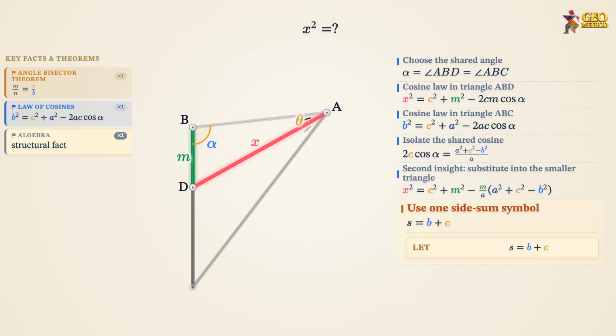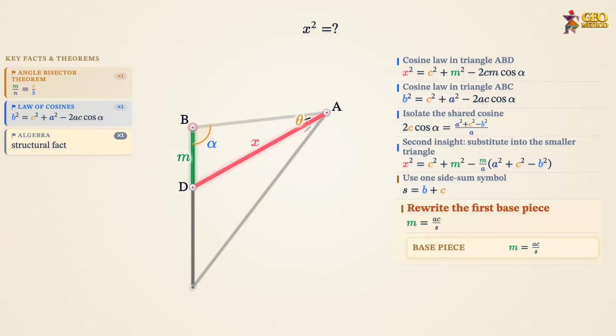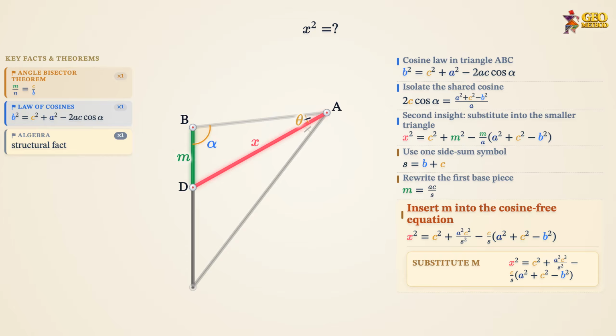For a cleaner exact derivation, let s equal b plus c. This single symbol will keep the next formulas readable. Because m equals a times c over b plus c, the new notation gives m equals a times c over s. Insert m equals a times c over s. Then x squared equals c squared plus a squared times c squared over s squared minus c over s times the quantity a squared plus c squared minus b squared.